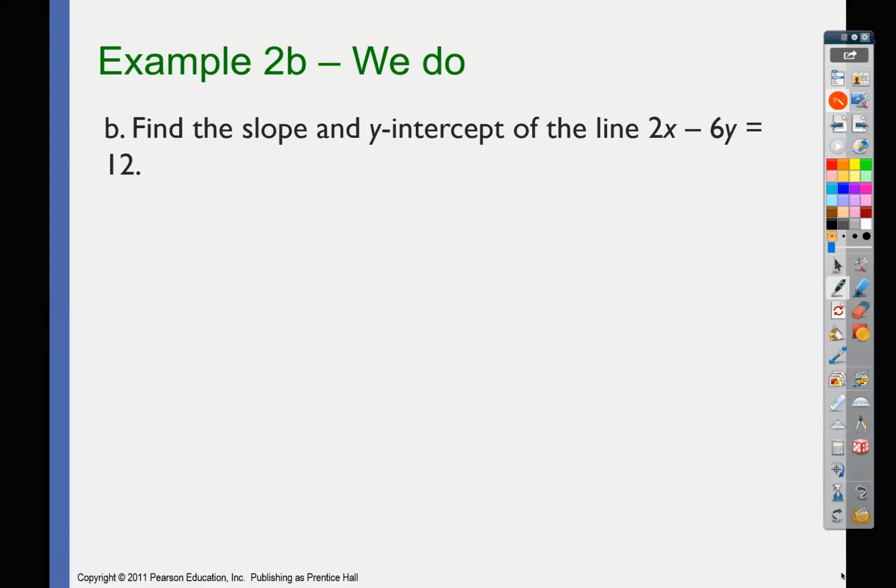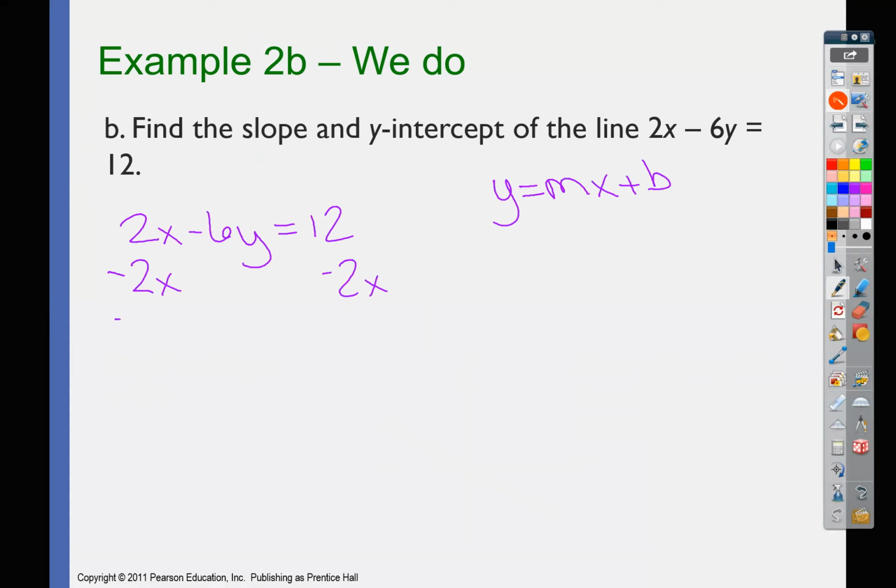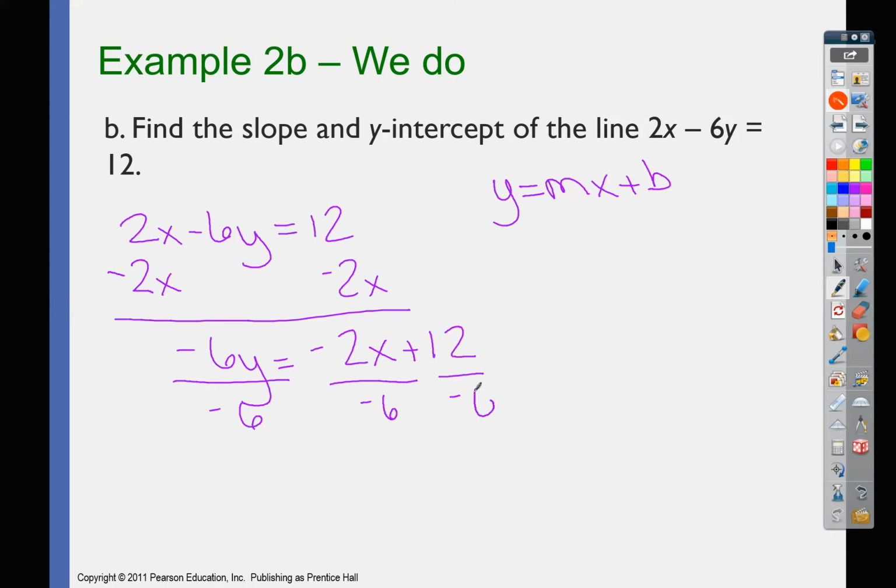Okay, find the slope and the y-intercept of a line 2x minus 6y equals 12. So first, before we do anything, we have to put this line in slope-intercept form, y equals mx plus b. So 2x minus 6y equals 12. So how do we get this equation in slope-intercept form? First, I need to subtract the 2x. So I get negative 6y equals negative 2x plus 12, and then divide everything by that negative 6.